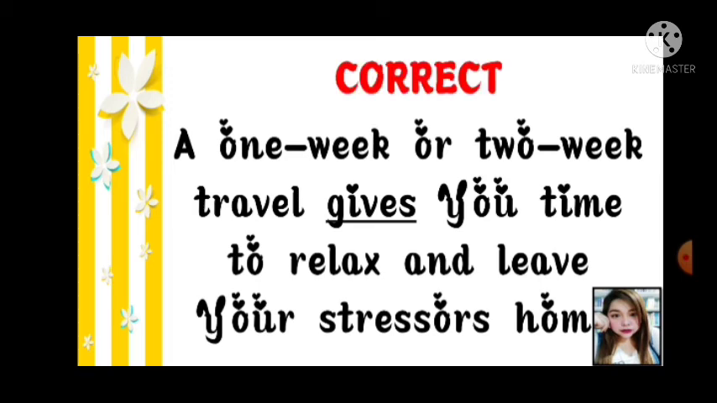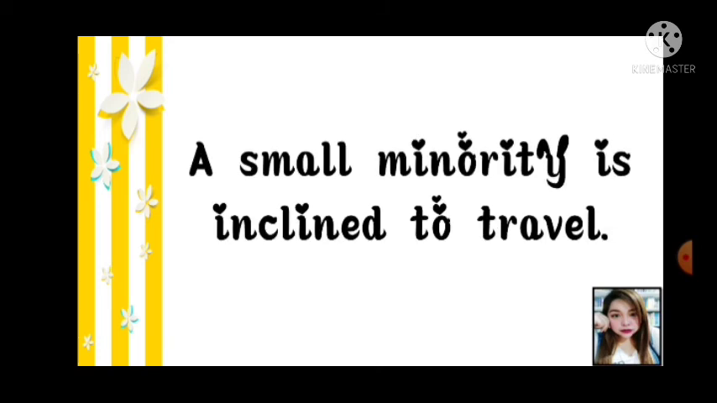So this one is correct because even though we have here 1 week, we have the conjunction "or." So as we studied last lesson, when we use the conjunction "or," no matter what, it's still singular in form. Despite it is 1 week or 2 week, it's still singular in form. Next, a small minority is inclined to travel. Is this correct or not?